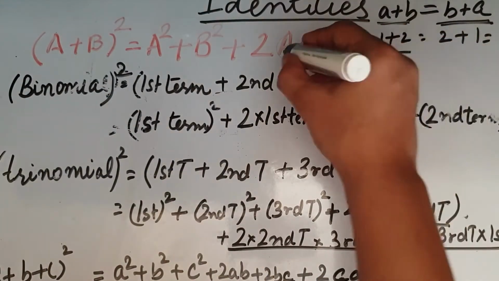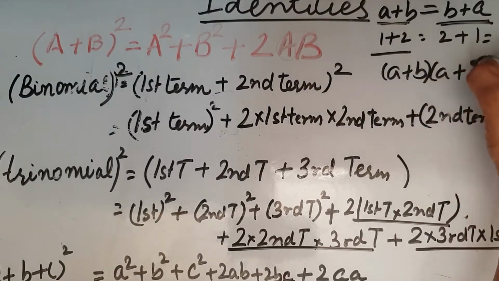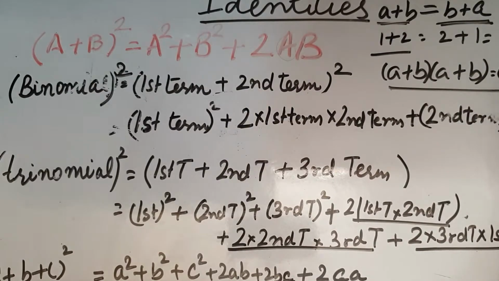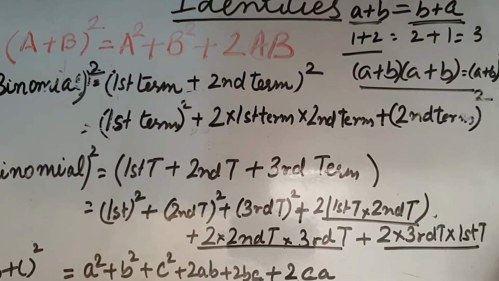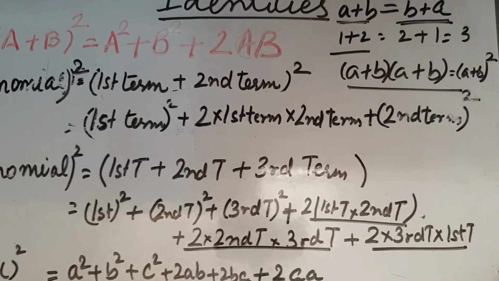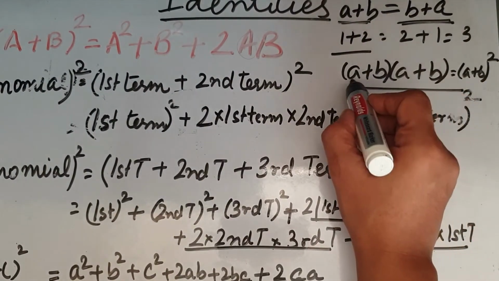So actually this formula is derived from the regular multiplication of a plus b into a plus b. That means we are multiplying a number by itself. We are writing its square. So writing its value for the square, that is what we will do. Now this is called the binomial square.